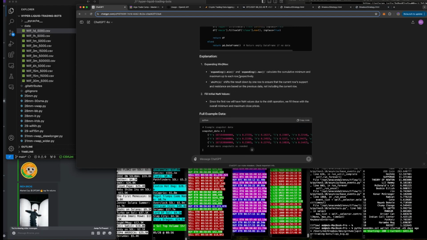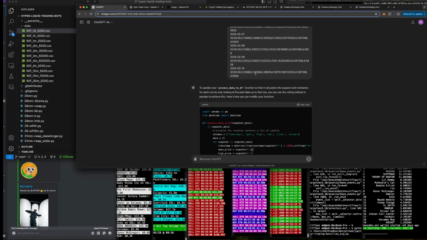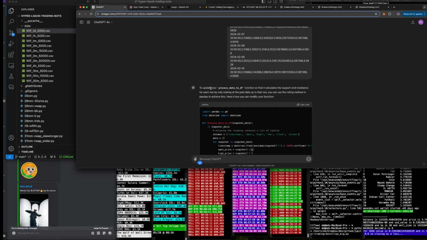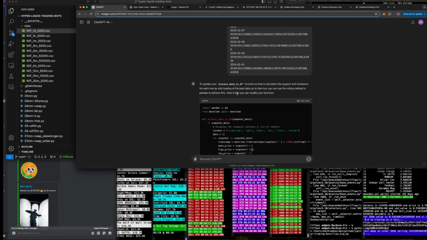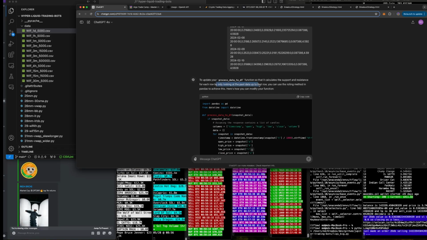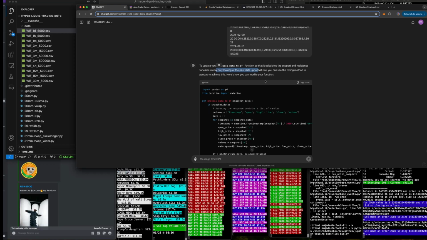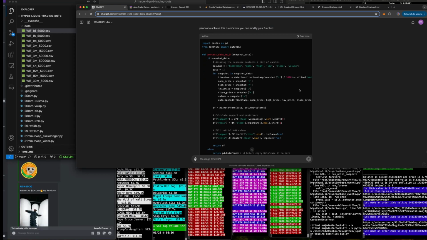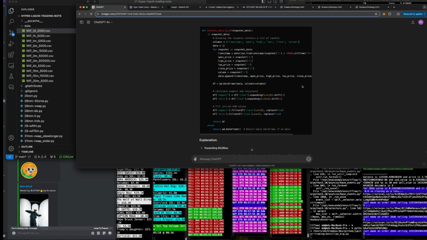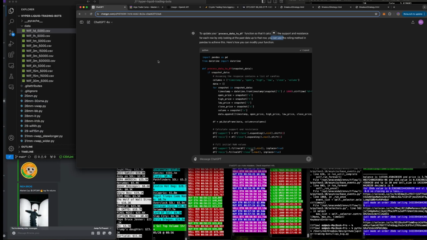Data snapshot, okay. Let's see, to update your process data to DF function so that it calculates the support and resistance for each row by only looking at the past data up to that row, you can use rolling. That's exactly what I want. What was I doing before? I don't know. Let's go ahead and check it out.